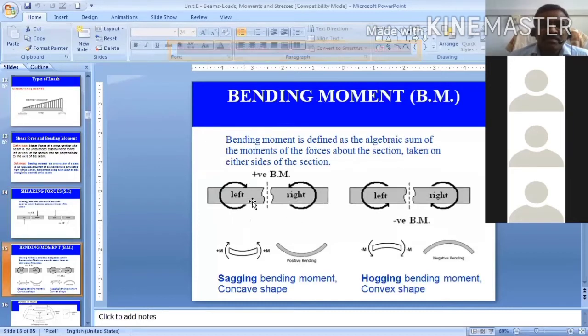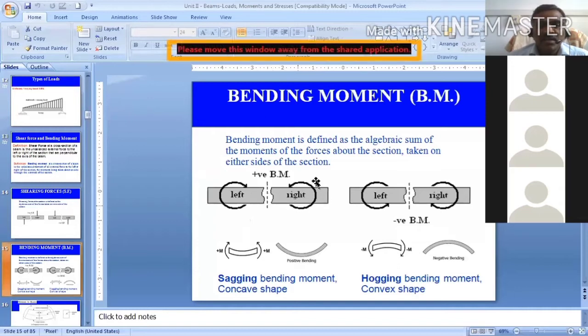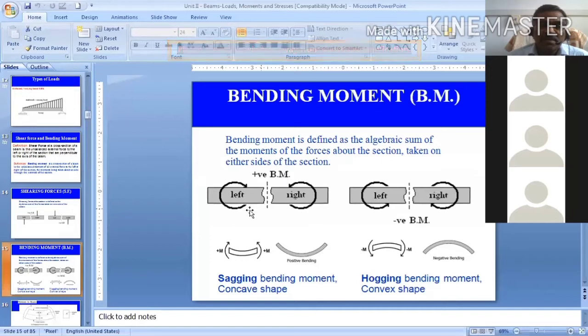Similarly, bending moment. This is a beam. If you want to calculate the bending moment at this location, then you consider either the left side or the right side. If you consider the right side, counterclockwise bending moment is positive, and on the left side, clockwise is positive. Here it is just opposite of shear: right side counterclockwise is positive, left side clockwise is positive. Now you consider this beam.